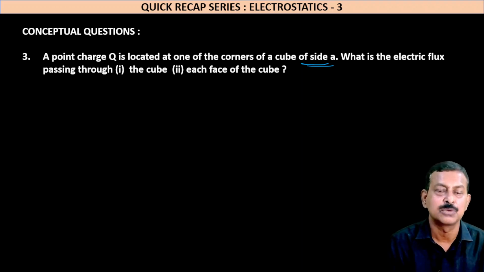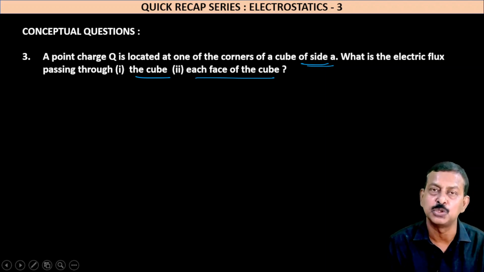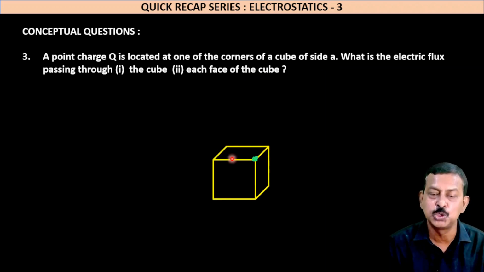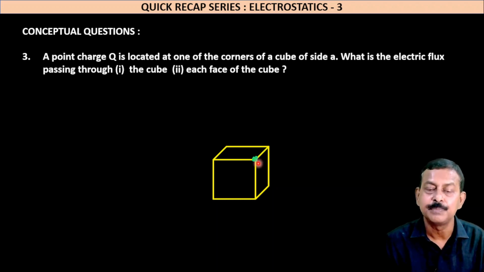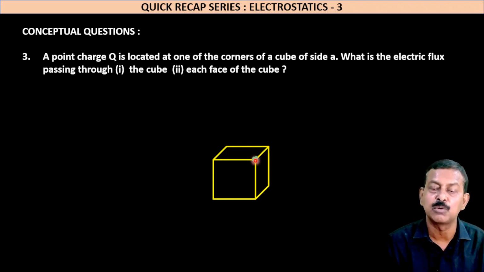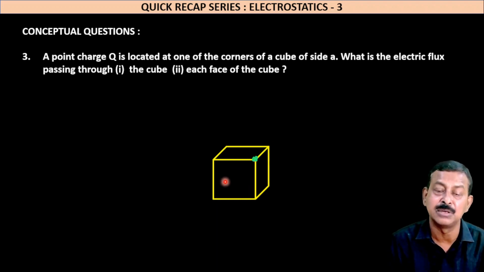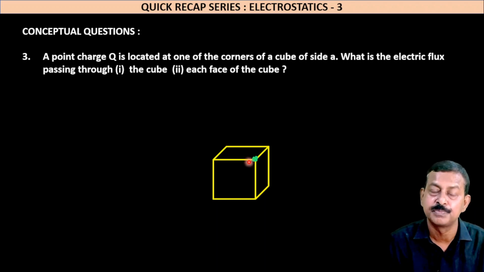What is the electric flux passing through the cube and through each face of the cube? Now for this particular case, we are taking a cube and the charge is located at one of the corners of the cube. The charge at this corner is not completely inside the cube, so we cannot directly take the entire charge divided by epsilon naught as the flux passing through this cube. So what do we do?